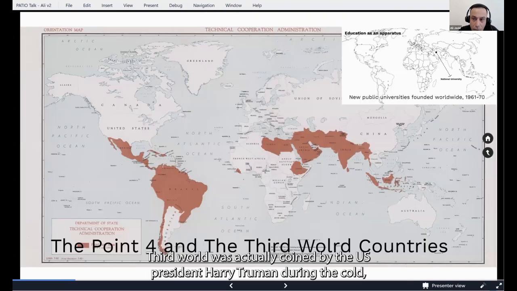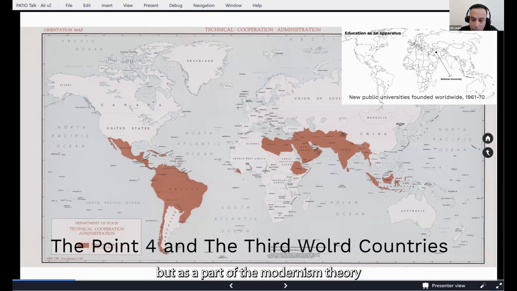The term third world was actually coined by US President Harry S. Truman during the Cold War as a part of the modernization theory. To counter Soviet Union influence, the US provided financial and logistical support to third world countries through the program called the Point Four Program. The main aim of this program was to implement modernization and development programs to transform traditional society into modern. The 1963 White Revolution in Iran was one of the socio-economic reforms implemented with support of this program.